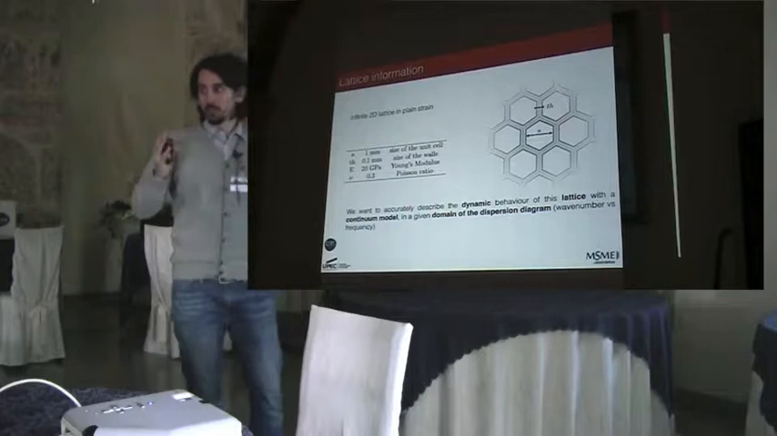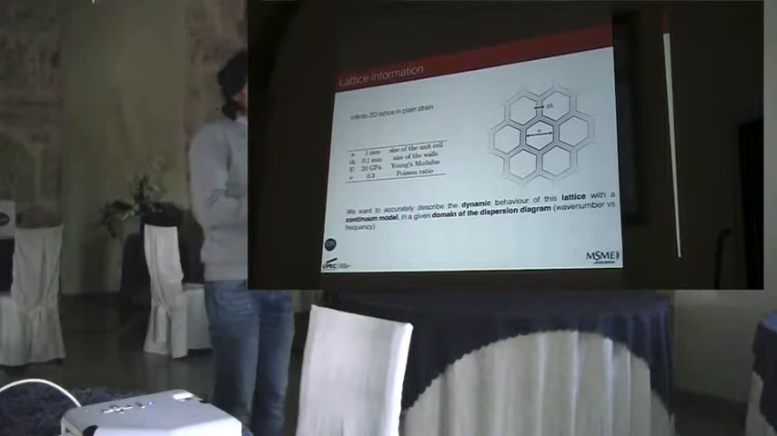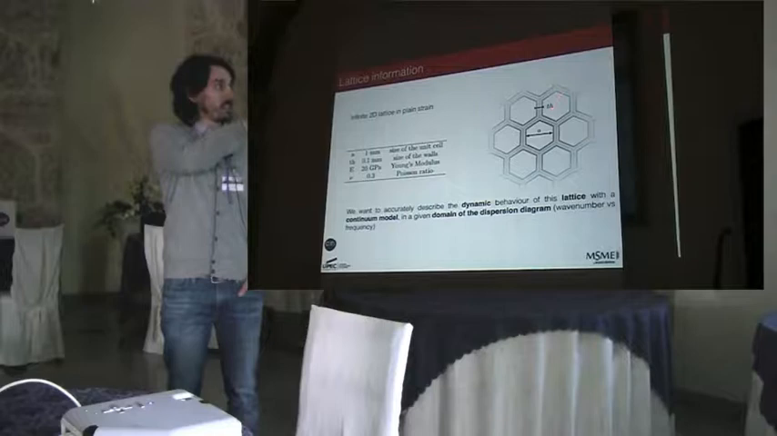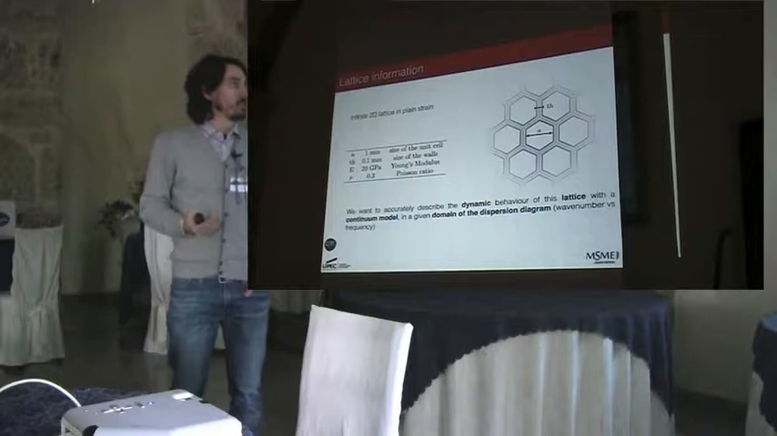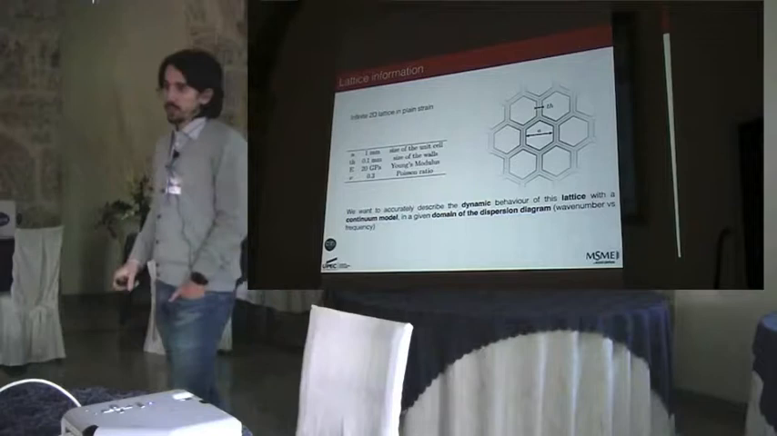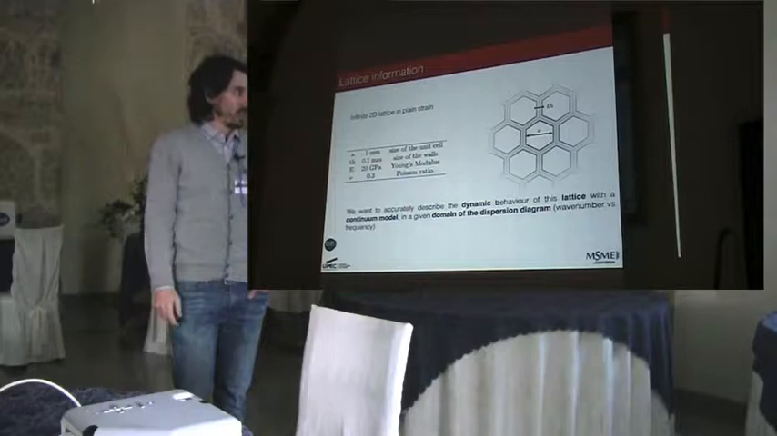So we want to describe the dynamic behavior of this lattice by using a continuum model. Since this clearly has a six-fold symmetry, a Cauchy continuum, which has a constitutive tensor, the elasticity tensor, of order 4, will not see this kind of anisotropy. This is an isotropic material in 2D in classical elasticity.